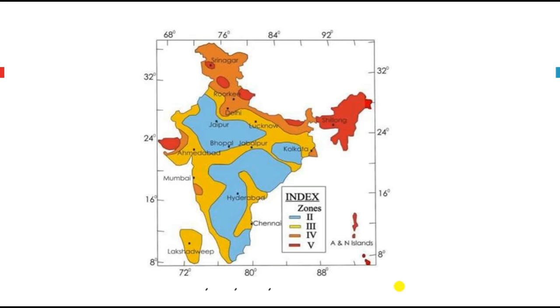But in our Gujarat region, Kutch is in the fifth zone. So the fifth zone is the severe, earthquake-prone area, and Zone 3 is lesser severe compared to Kutch.